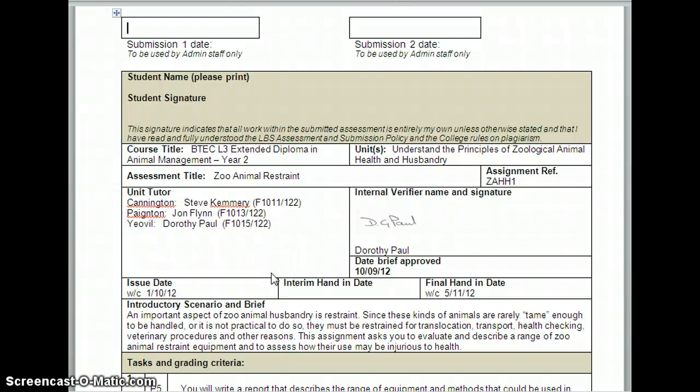Hello and welcome to the assignment guide for the first Zoological Animal Health and Husbandry assignment, Zoo Animal Restraint.